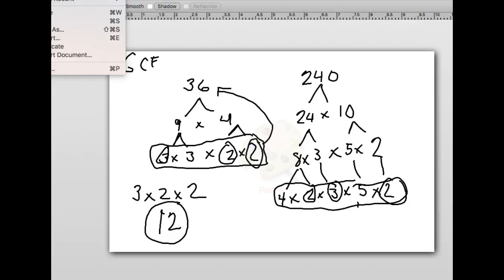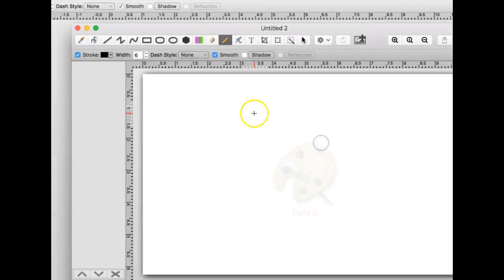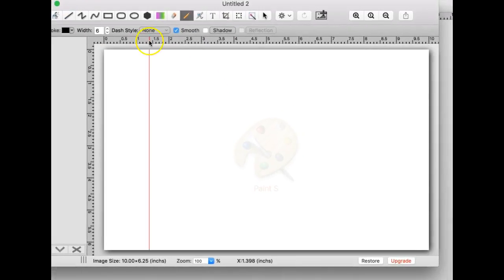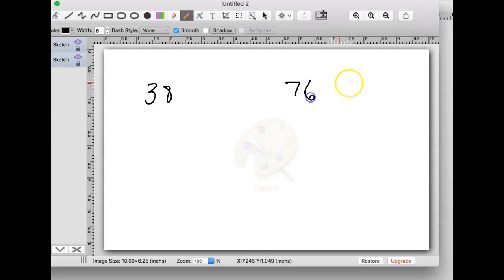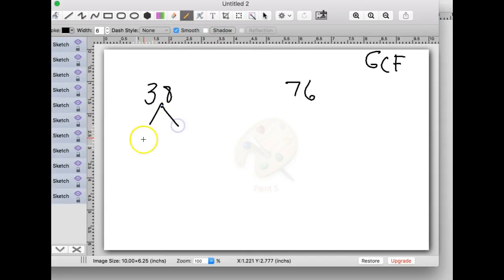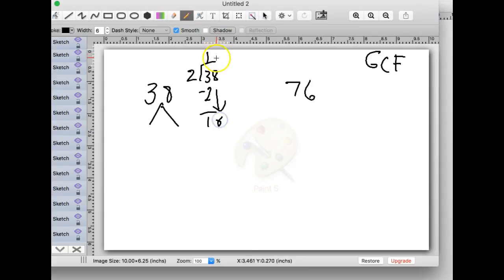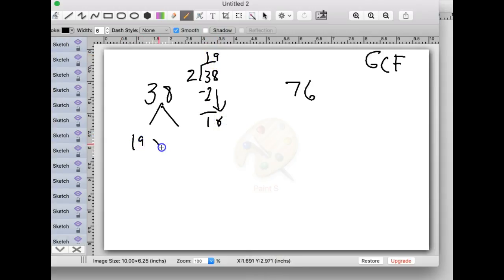Let's do another one. All right. Let's do 38 and 76. This is greatest common factor. You're breaking them down. Factors of 38. What two numbers multiply to get 38? Well, that doesn't necessarily show up in the times table, but because it's even, I know that 2 goes into it, right? So I can just quickly say, okay, how many times does 2 go into it? And that is 19. So 19 times 2.